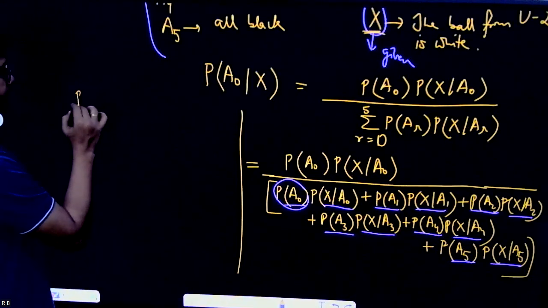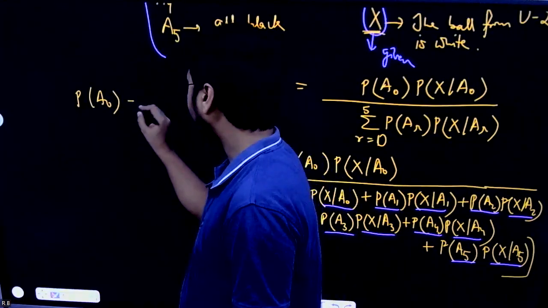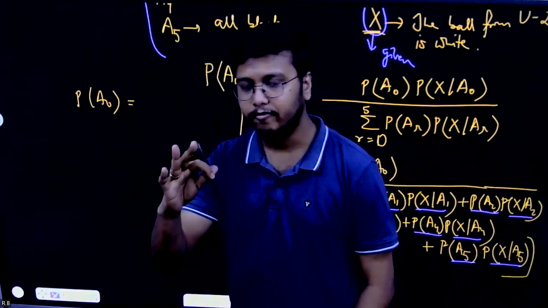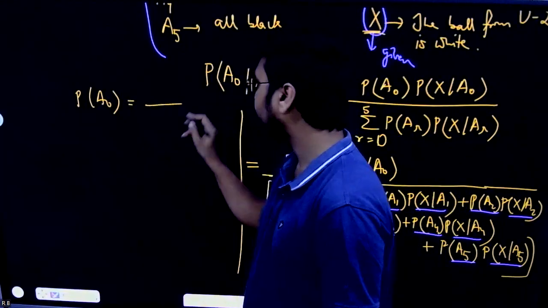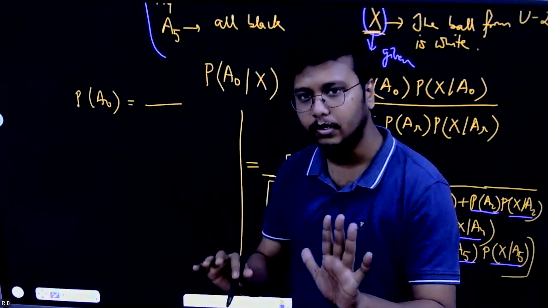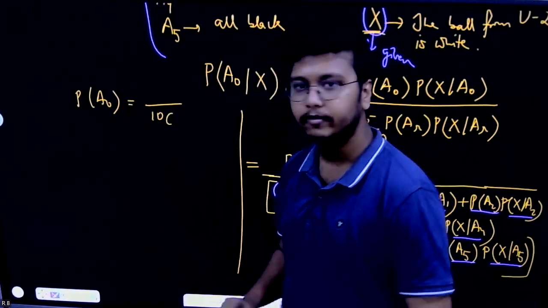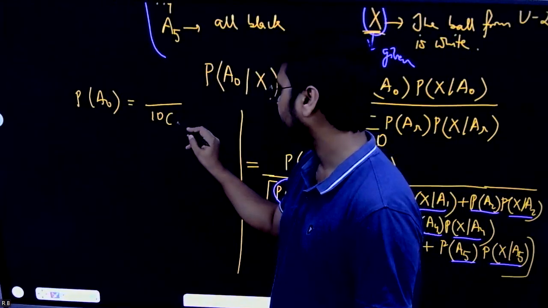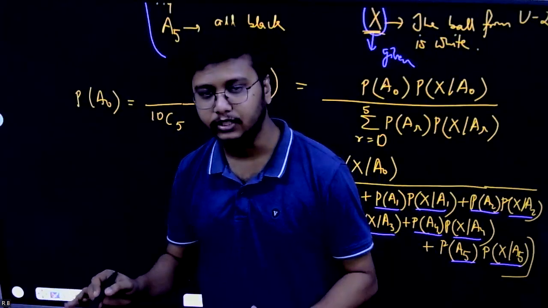So probability of A0, this would be, I am transferring all 5 white balls from the first to the second. Now, how many balls are there in the first urn? There are total 10 balls, right? 5 white, 5 black. So out of the 10 balls, I'm selecting how many balls? 5 balls, right? And so this is my total possibility of selection.